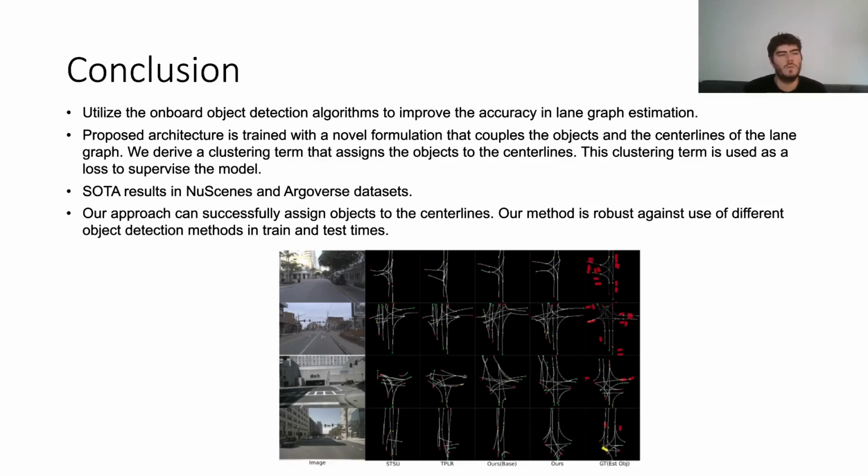In conclusion, we propose a model that utilizes the onboard object detection algorithms to improve the accuracy in lane graph estimation. The architecture is trained with a novel formulation that couples the objects and the center lines of the lane graph. We derive a clustering term that assigns the objects to the center lines, and this term is used as a loss to supervise the model.